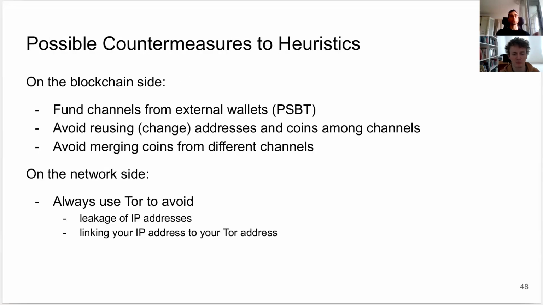So possible countermeasures to all the heuristics we presented here are twofold. We have on one side the blockchain countermeasures, for example, using external wallets to fund channels, so partially signed Bitcoin transactions, and other well-known suggestions, so not reusing coins and addresses and avoiding merging coins. On the network side, instead, just by using Tor, you can avoid leakage of IP addresses and also the linking between an IP address and Tor address if you use both.